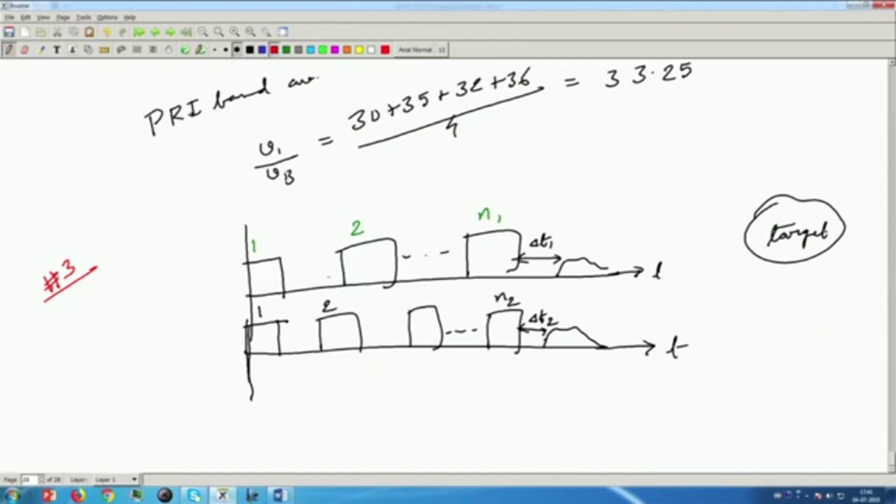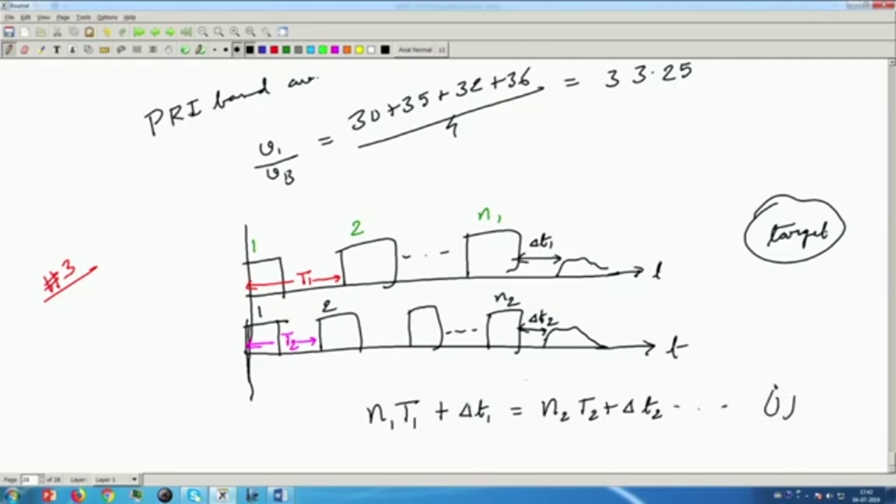So, this is my, let us call T1 and this is my T2. So, I can always equate these two times. You think that I can always write N1 T1 because this time is same. So, N1 T1 plus delta T1 is equal to N2 T2 plus delta T2. This is my equation number 1.